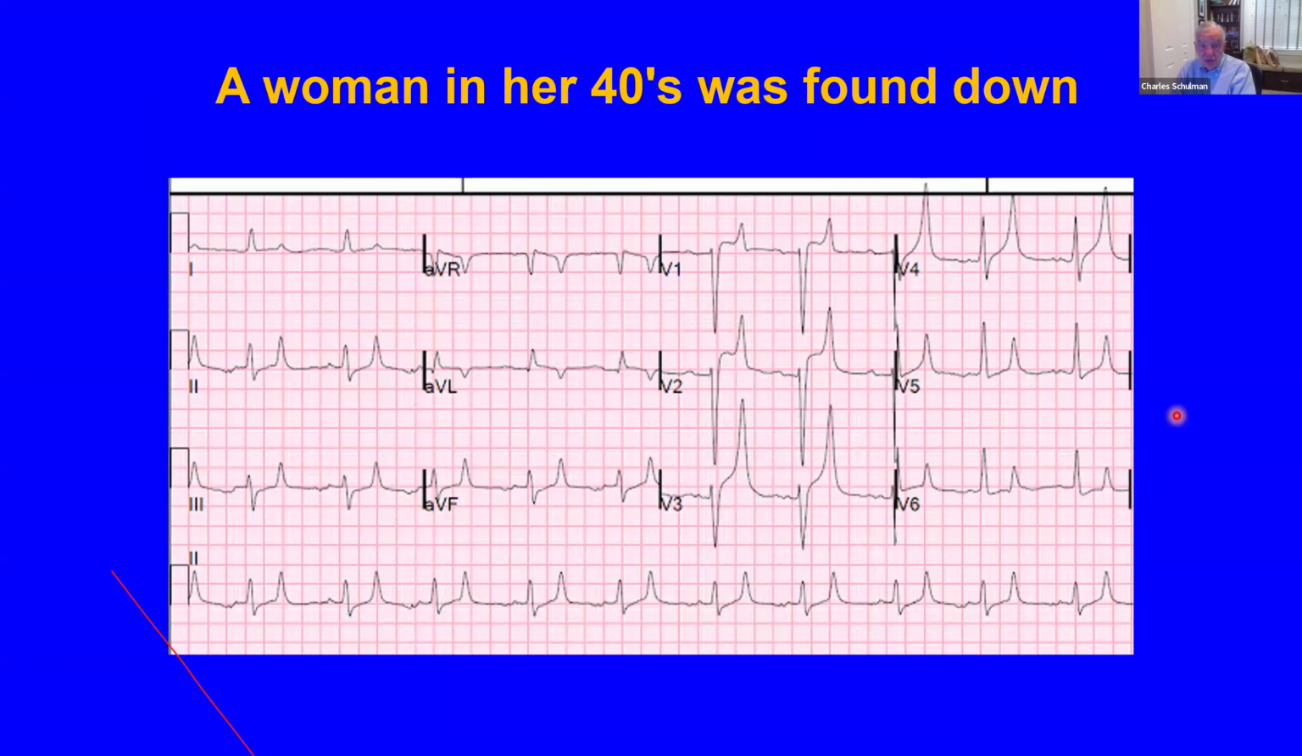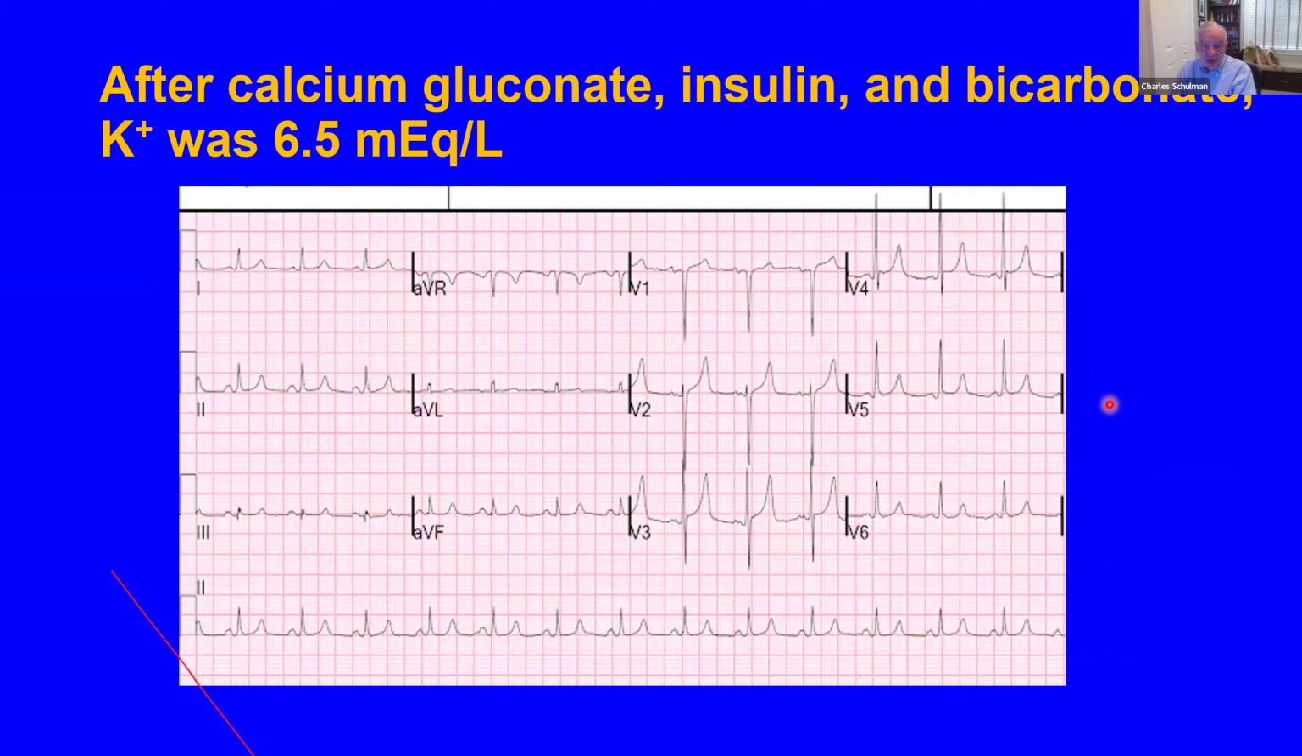Okay, here's a woman in her 40s who was brought to the emergency room after she was found down and has this ECG. There's not a lot of question about the origin of these pointed T waves. Her potassium was 8.1. And this is after it was lowered, after calcium gluconate, insulin, and bicarbonate. Her potassium was lowered to 6.5, and they're still there, but they're much better.